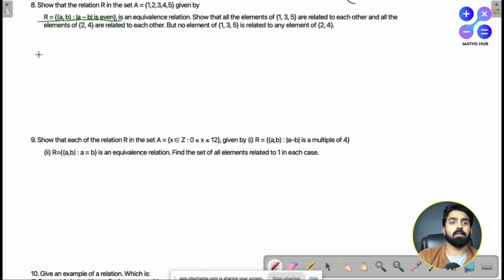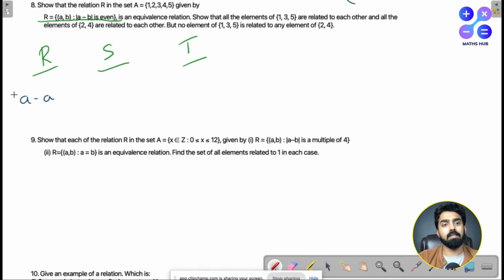Okay. So in the set 1, 2, 3, 4, 5, we want to show that this relation is an equivalence relation, right? So we want to show it is reflexive, symmetric, and transitive at the same time. So is it reflexive? If a minus b is even, will a minus a be even? Yes, a minus a is always 0. So 0 is an even number. A slip of the tongue, 2 times 0 is 0 and 2 times 1 is 2. So it is a multiple of 2, right?